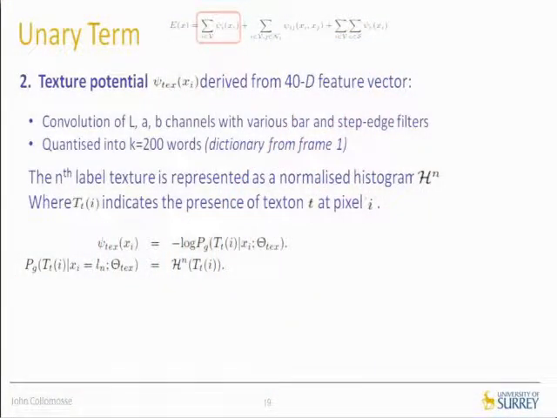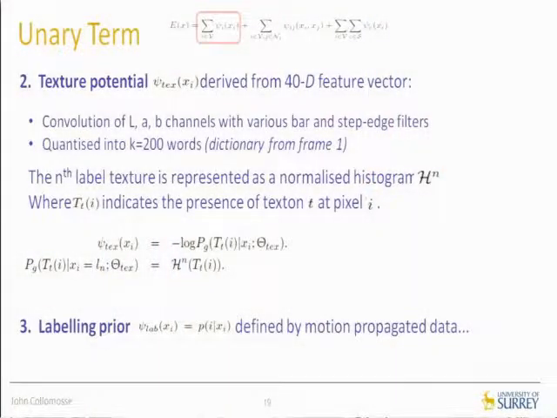There's a texture term, which is a standard texton-based term. We distill a number of feature vectors from the first frame of the video in a 40-dimensional space, and we codebook that space, so that each label then has a histogram of those code words that represents the kind of texture we would expect to find in that label. And then finally, there's that labeling prior that I mentioned briefly before, which is basically information that's been propagated forward from previous frames, and that's the interesting part.